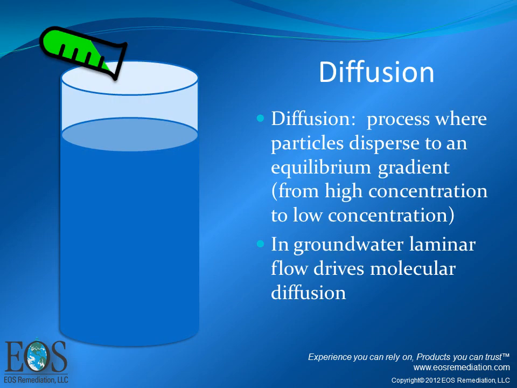Diffusion. We've all seen this in chemistry class, so just as a quick reminder, this is the process where particles disperse to an equilibrium gradient. So they go from high concentration, like you see here in this animation, to low concentration over time. In groundwater, we typically see this as laminar flow, and this is driven by molecular diffusion.